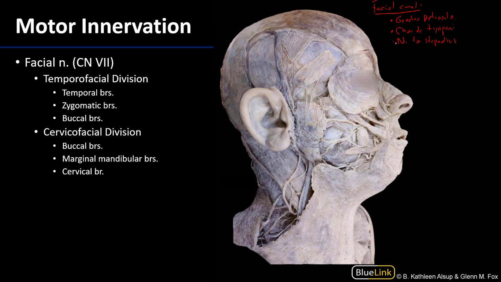And then that facial nerve is going to exit through a stylomastoid foramen. That stylomastoid foramen is between the styloid and mastoid processes of the temporal bone. And that's the motor root of the facial nerve as it's exiting. And as it does so, it really has, you know, 4 different main thrusts. There's going to be the temporofacial division, we have there. The cervicofacial division.